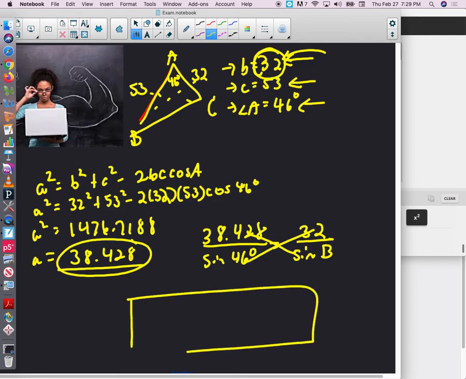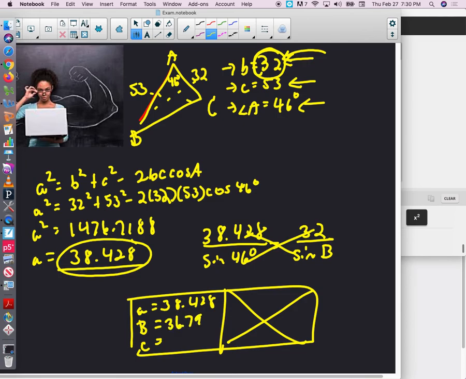So let's write our box. Little a is 38.428. You're about to find angle B and then angle C. I'll give you those answers. I think I have them here. Okay, 38.428. Angle B ends up being 36.799 and 97.201. Now look, why did I cross the second one out without even trying to work it?